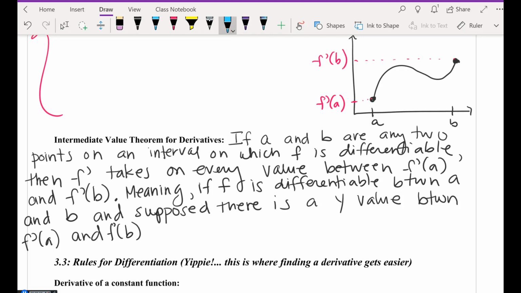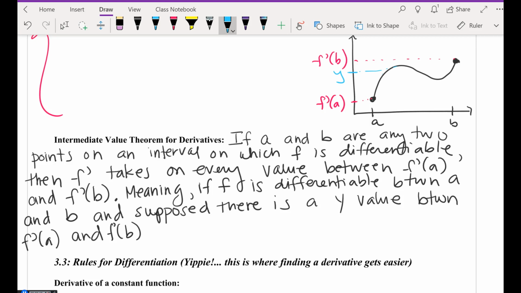Would you agree that I can find a y value? Oh, a lot of y values. Well, let's pretend that this is a y value. Is that okay to say that's a y value? Is that in between f prime of A and f prime of B? Sure. Looks good. Okay, so we did that and said, hey, suppose there's a y value in between the two derivatives.